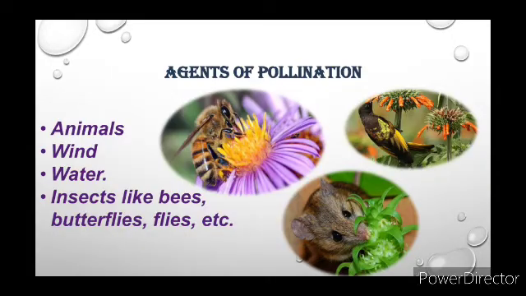There are different agents of pollination, that is, things that carry out pollination. We have animals, we have wind, water, insects such as bees, butterflies, flies, etc. All these are agents of pollination. I hope you now understand what pollination is all about.